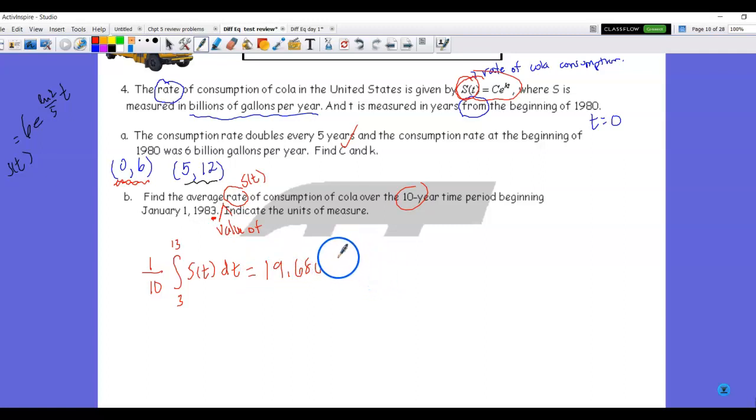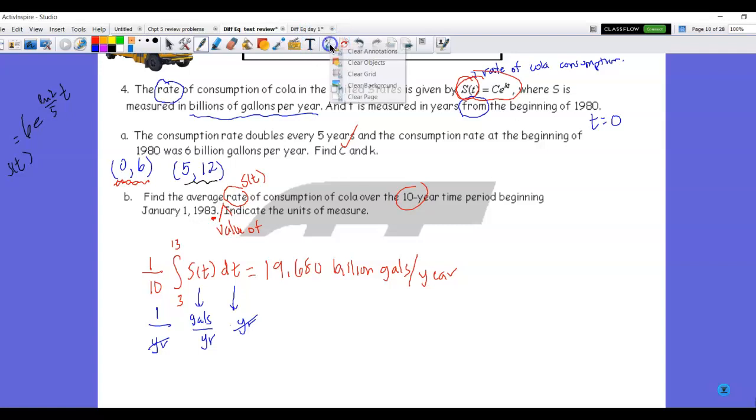19.680. Now look at the units. Billion gallons. It goes back to per year. Why? If you're still struggling with units, we divide it by time, which is years. We have S of t, which is already gallons per year. dt, that's time, measured in years. So these years can divide out these years, and you get billions of gallons per year. Okay? All right, let me clear that and go to part C.